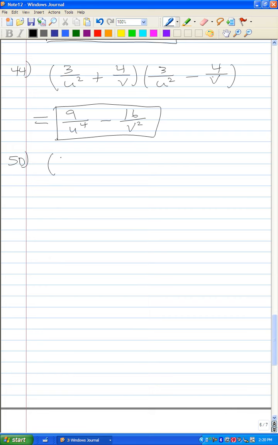2u squared over 5v plus 5v over 2u squared, times 2u squared over 5v minus 5v over 2u squared. Again, notice that these are the same terms. The only difference is one has a plus, the other has a minus.